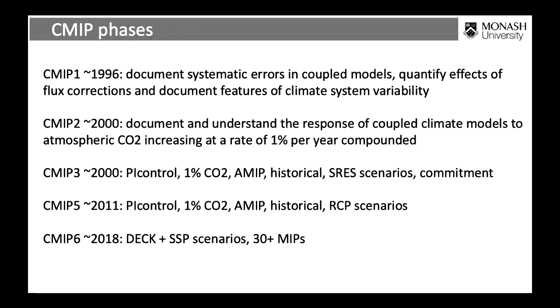And in CMIP2, fairly soon after CMIP1, that was really when they started looking at climate response in these models in a multimodel context. And then it started becoming more sophisticated. We started having scenarios. At the time, they were the SRES scenarios, A1B, B1, that kind of thing. We had these 1% per year compounding CO2 experiments to really look at the transient climate response, and had some idealized experiments. And then CMIP5, which is the one that most of you will be familiar with, had similar experiments but with a different set of scenarios.